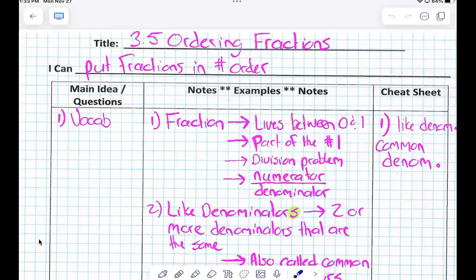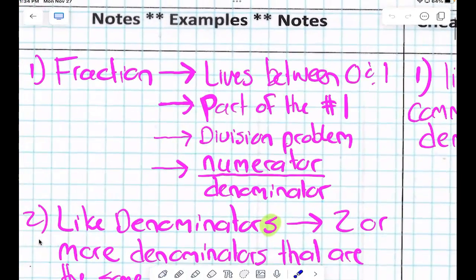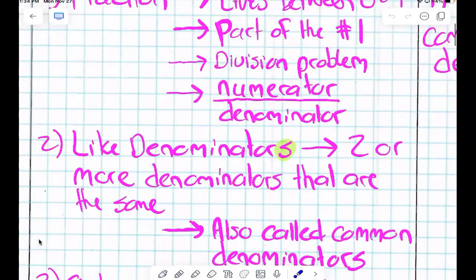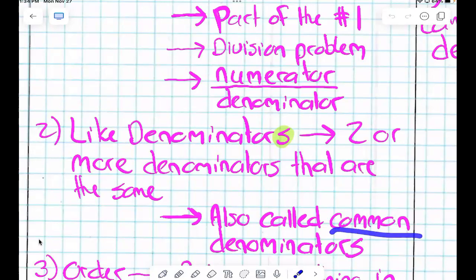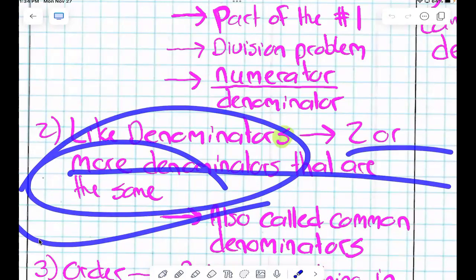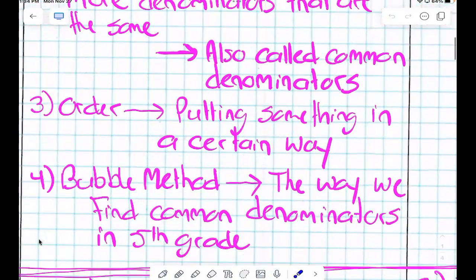I'm good, thank you. Today we're doing 3.5, ordering fractions. Can you put fractions in order? Yes. Can you compare fractions? Yes. Do you know what fractions are? Yes. Do I need to talk about what fractions are? No. Do you know what like denominators are? Yes. What's another name for them then? Common denominators. Like denominators or common denominators are when you have two or more denominators that are the exact same. That's a good answer there.